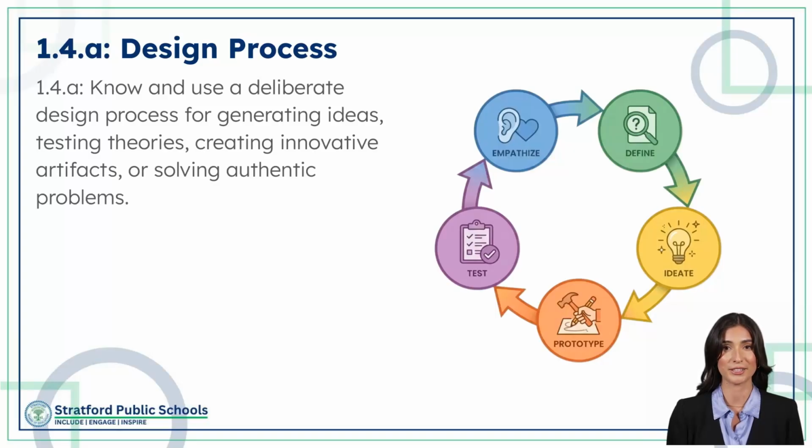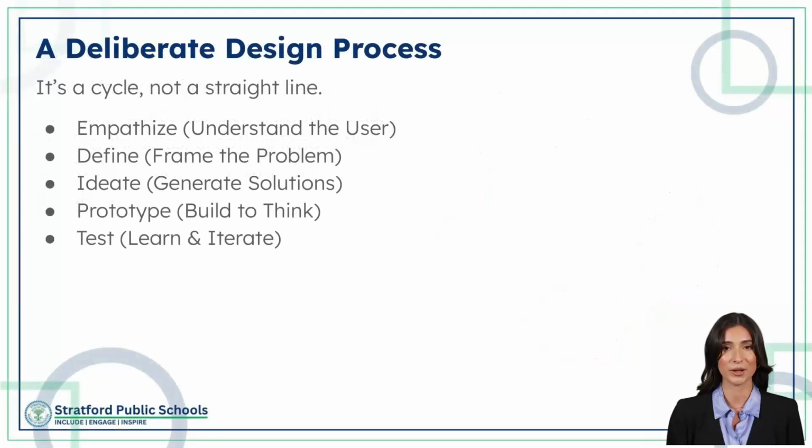Students need a roadmap. They cannot innovate if they don't know the steps. We need to provide a digital structure that forces them to slow down, empathize with a user, and define a problem before they ever start building a solution. Indicator 1.4a asks students to know and use a deliberate design process. The key word here is deliberate.